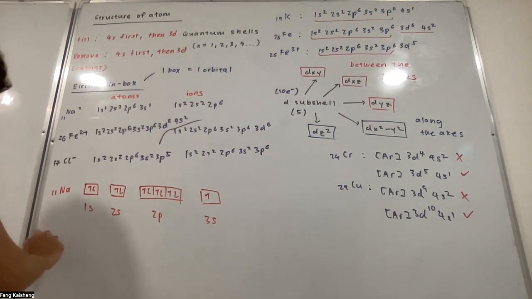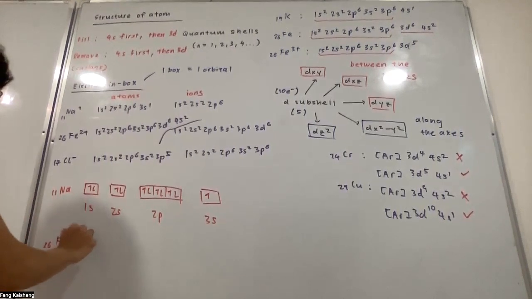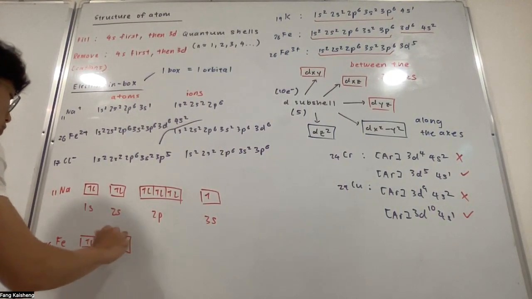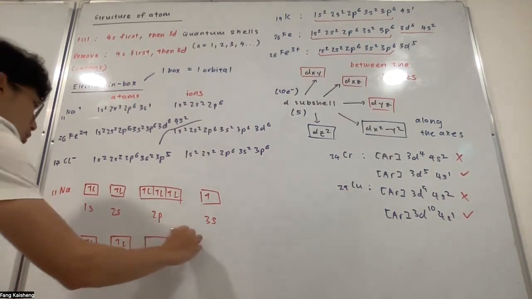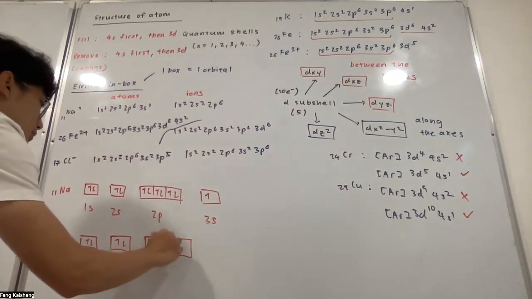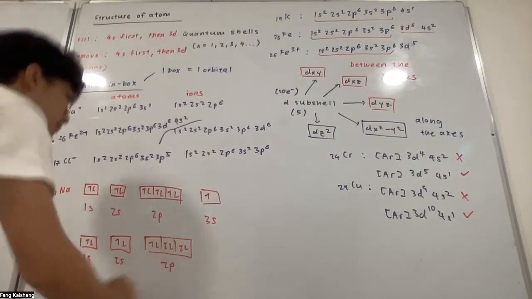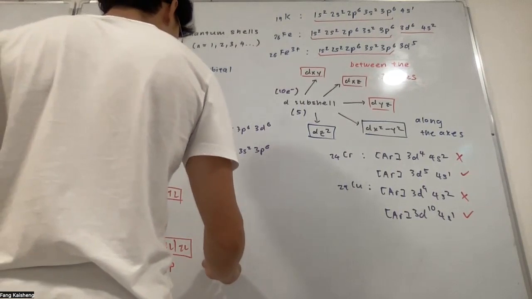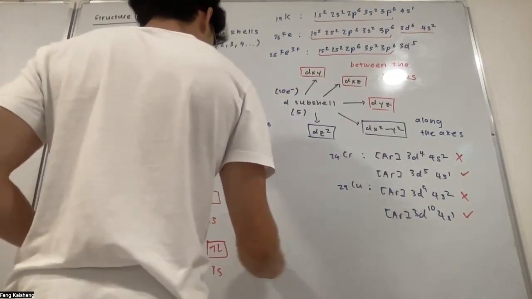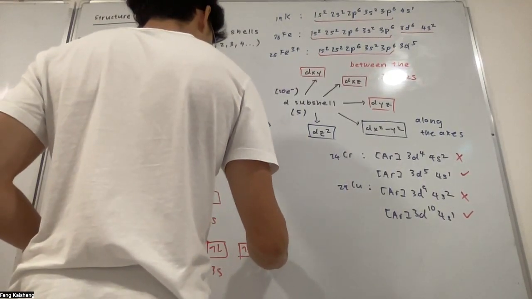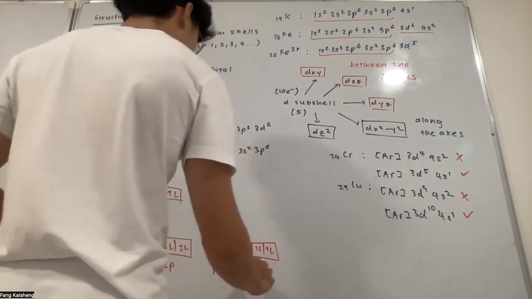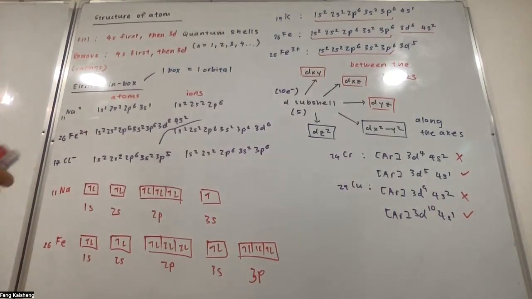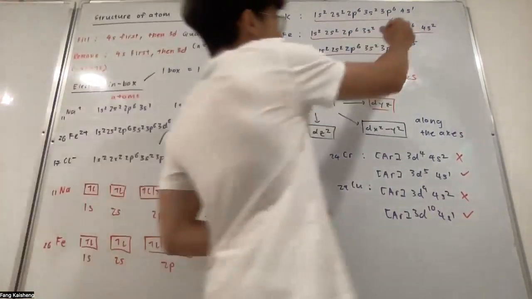How do we draw iron's configuration? Perhaps for the first 18 electrons, I think this one should be quite simple. So 1s2, 2s2, 2p6. Then we continue. We have 3s2, 3p6. But this next part starts to get a bit tricky towards this area over here.